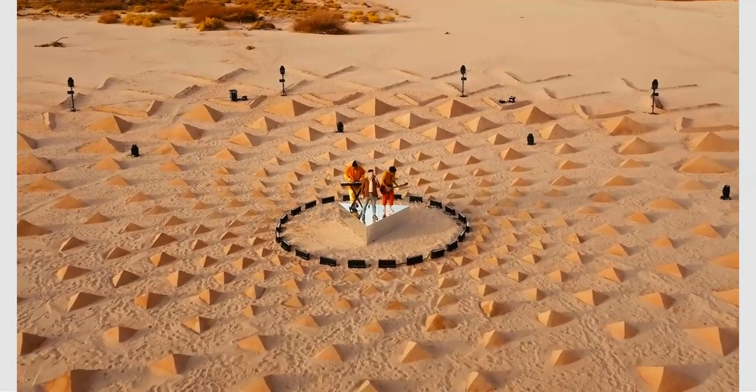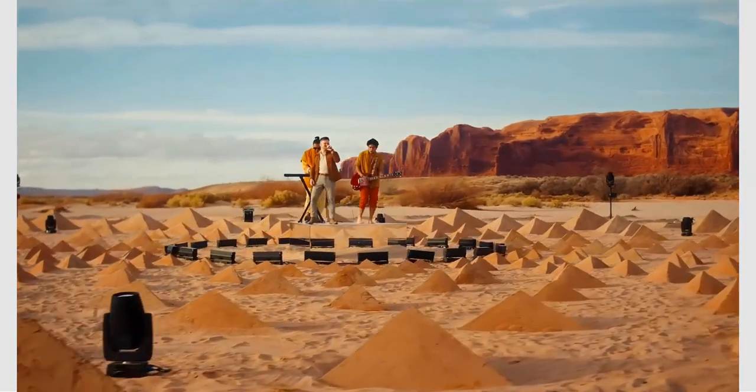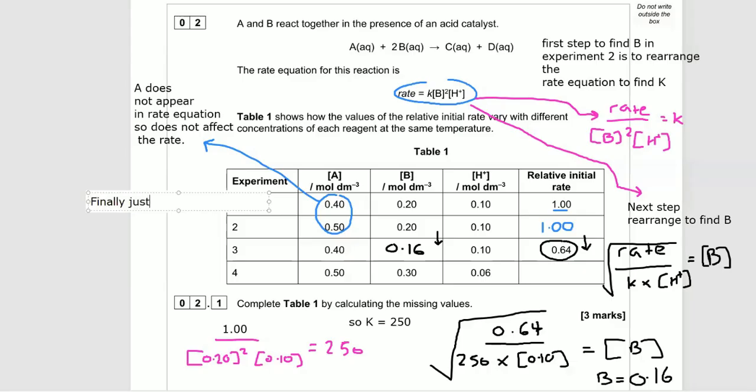Finally, just plonk the data in. This is for the final question in experiment 4, to find the relative initial rate. It's the easiest one of the lot because we're just using the rate equation in its pure form. Rate equals K multiplied by B squared times H. So just plonk that data in and let's see what we get.